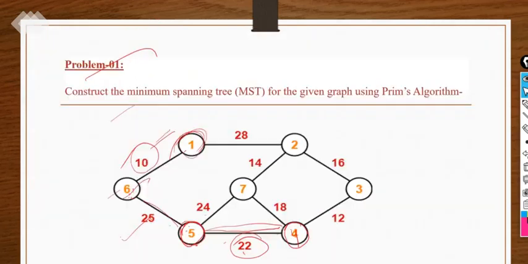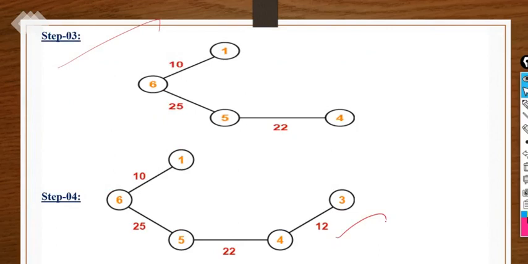Next step is, here three edges are there with the vertex number 4. We have already selected this one. Next remaining are 18 and 12. Which one is minimum? 12 is minimum. So select this one and select this third vertex, number 3. Yes, we have selected it here.